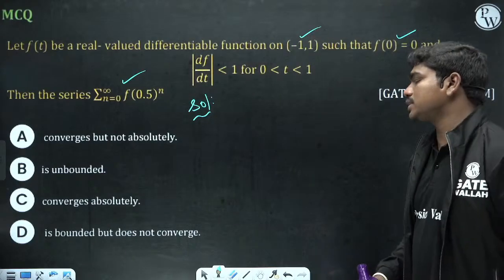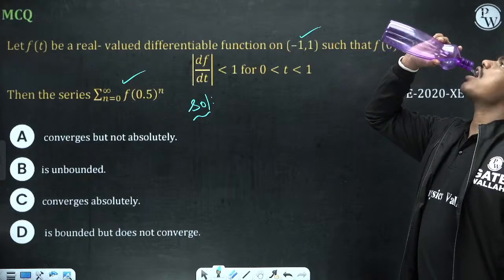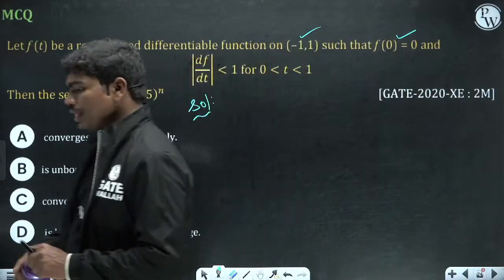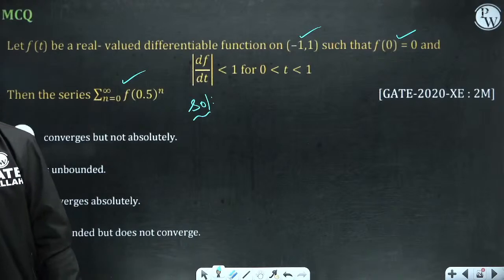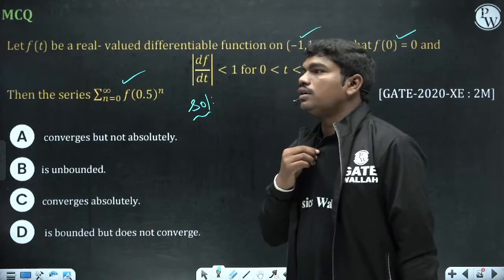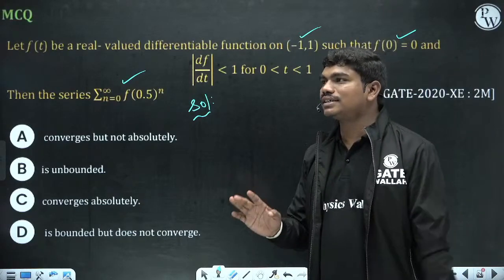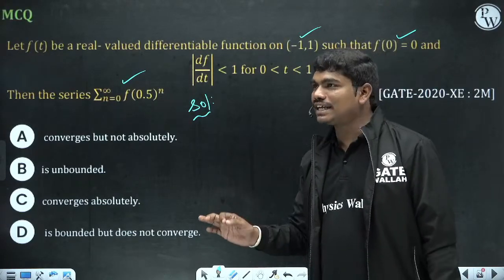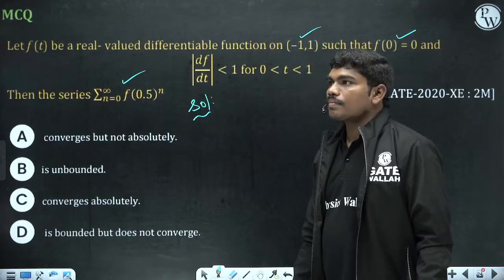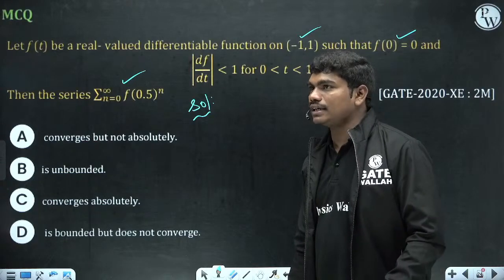So tell me what is the answer? Converges absolutely. Why? Why should it converge absolutely? I'm asking why, I'm not asking the answer here. I understand it is C, but why is it C?